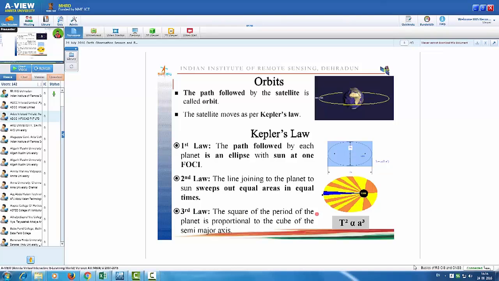Now coming to the third law: the square of the period of the planet is proportional to the cube of the semi-major axis. What is time period? The time taken by the satellite to complete one full revolution is called the time period. The square of that time period is proportional to the cube of the semi-major axis of that ellipse. Suppose this is the ellipse you are seeing, this is the semi-major axis. So each and every satellite revolving around the Earth follows Kepler's laws.